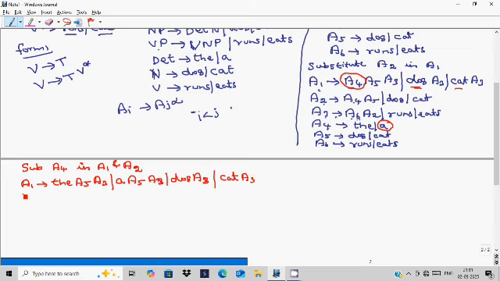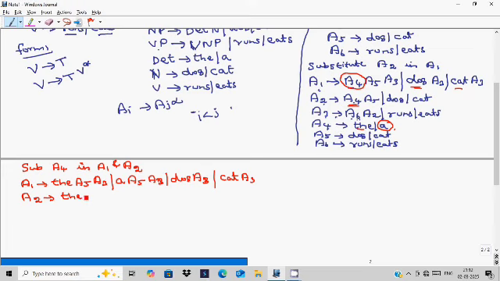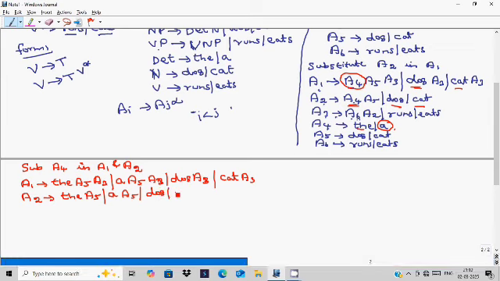Coming to the second production, we will go to the A2 production. In A2 we will replace this A4 by the and A. So when you replace it, what will happen? So the A5. Now the second one we will replace by A. So again A5. Coming to the next one, A2 has two more terminals, dog and cat, so we will write them as they are. So dog and cat.